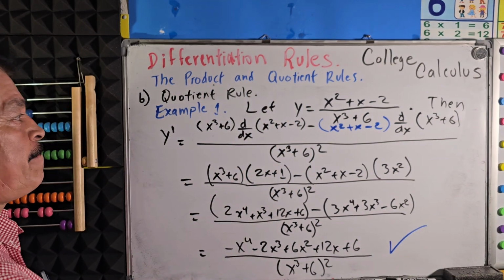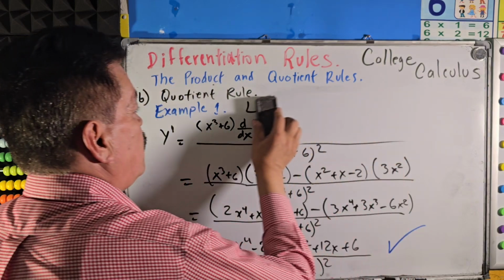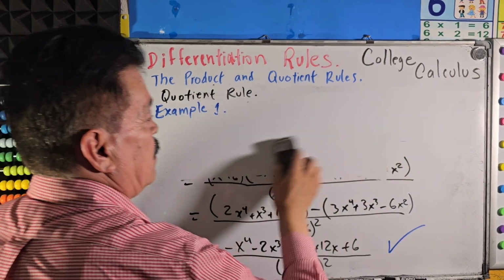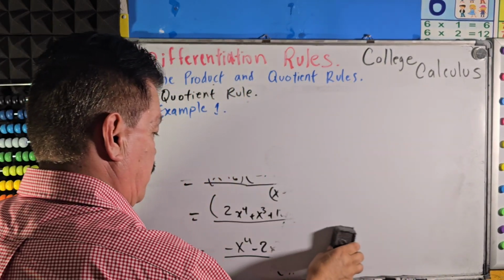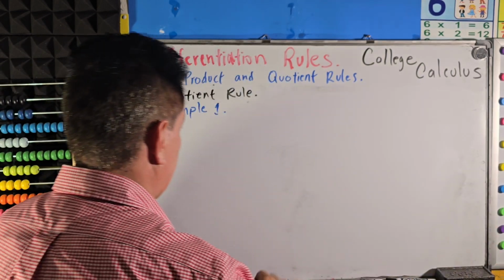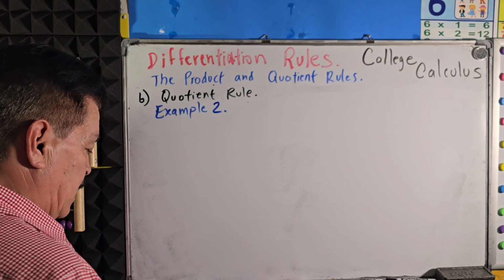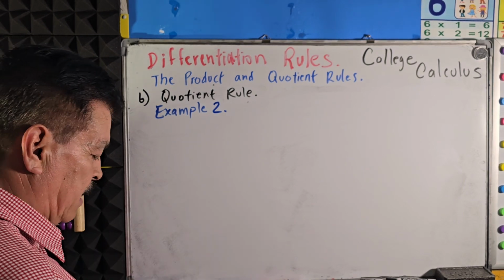Got it? It's done. Let me show you one more example. Let me show you another example. It is nice. It is not hard. It's very easy. But just practice.